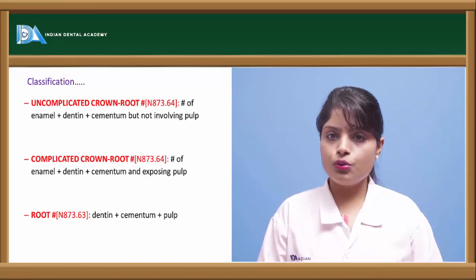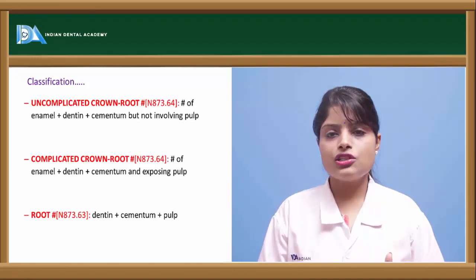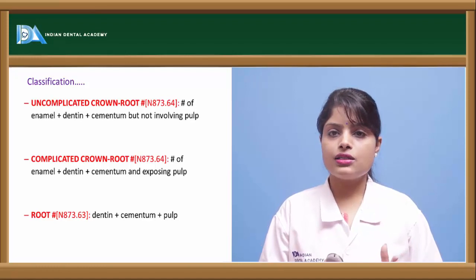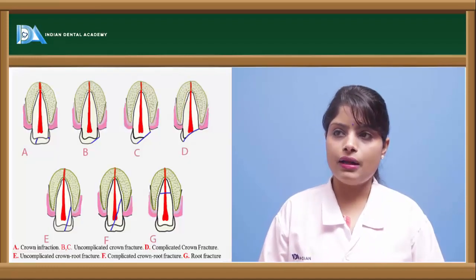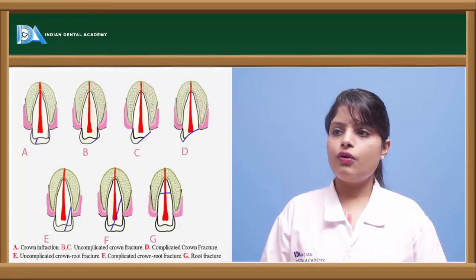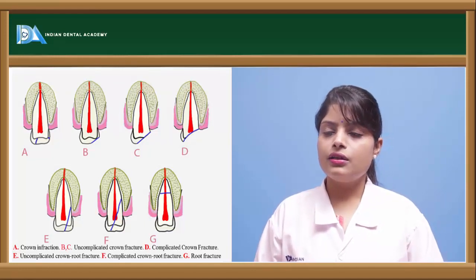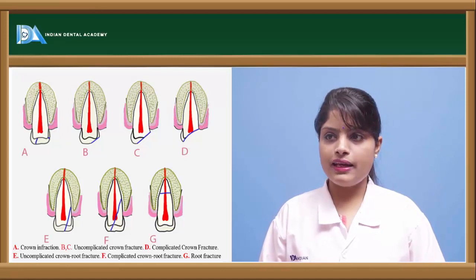Then comes the root fracture, which involves fracture of the entire root, that is involving the enamel, the dentine, cementum and the pulp. Here are the following photographs which represent the fractures which I have already explained.